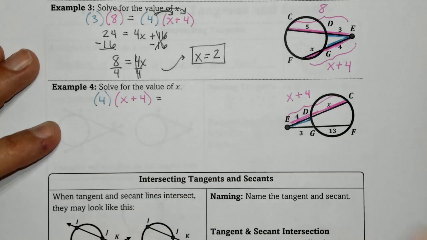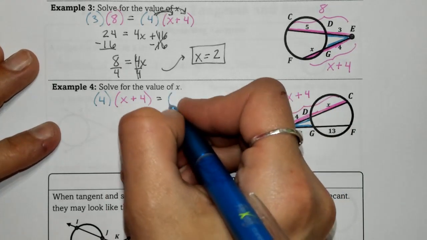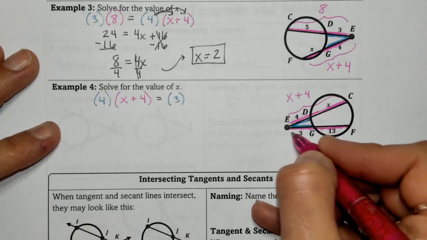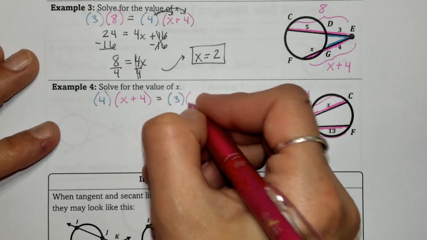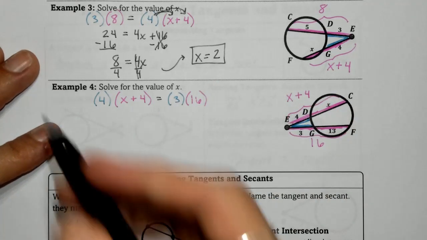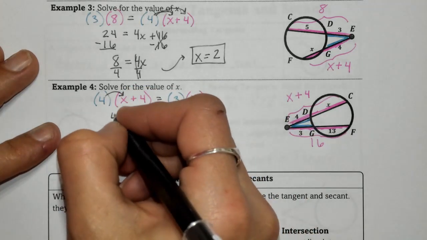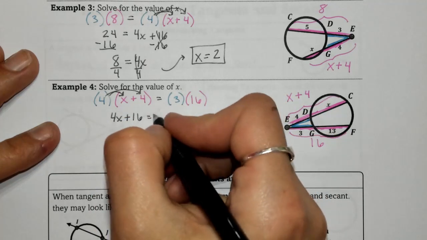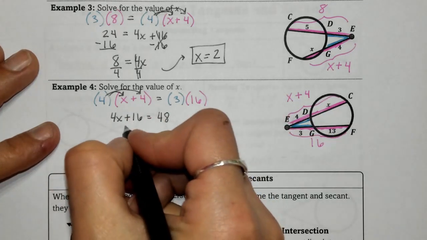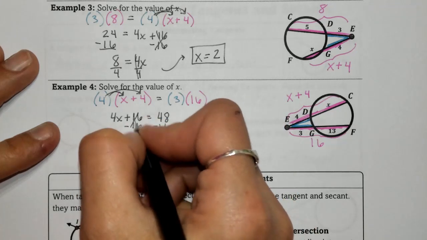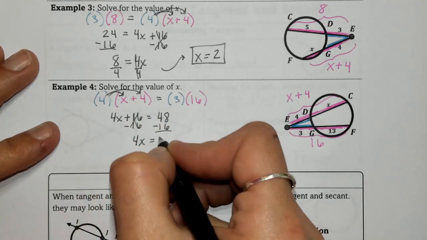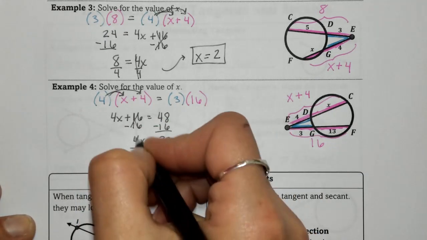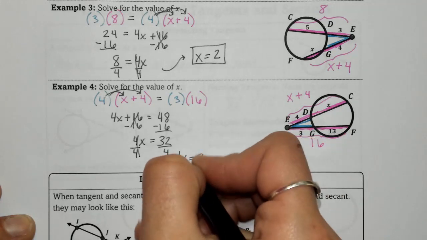All equal to, outside on the other secant, 3 times, that is changing here, the total of 16. So here we distribute 4x plus 16. 3 times 16 is going to give us 48. Subtract that 16 from both sides. 4x is going to be equal to 32. Then we divide. X is equal to 8.